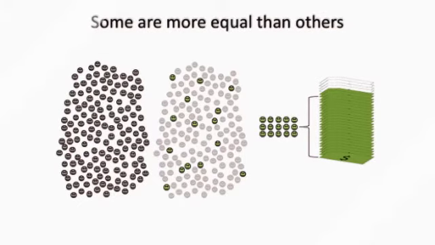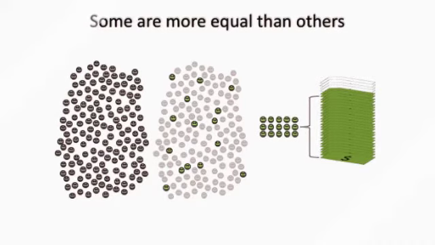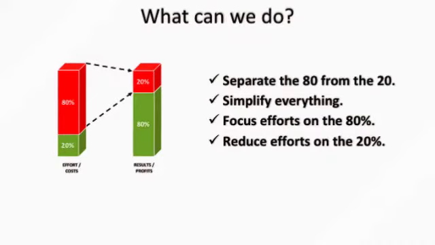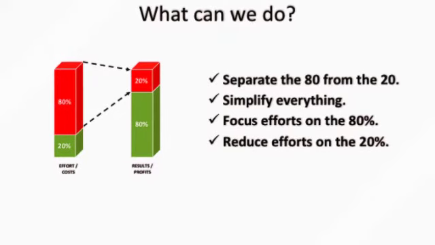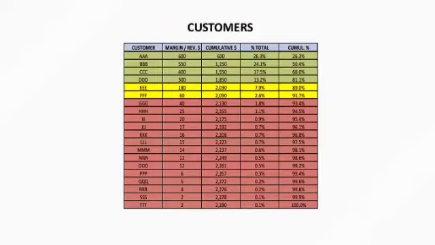80-20 is a database method to distinguish the 80 from the 20 and then allows you to take action. Actions like separating the 80 products from the 20 products, simplifying everything, focusing more on the 80 customers and products and less on 20 customers and products.